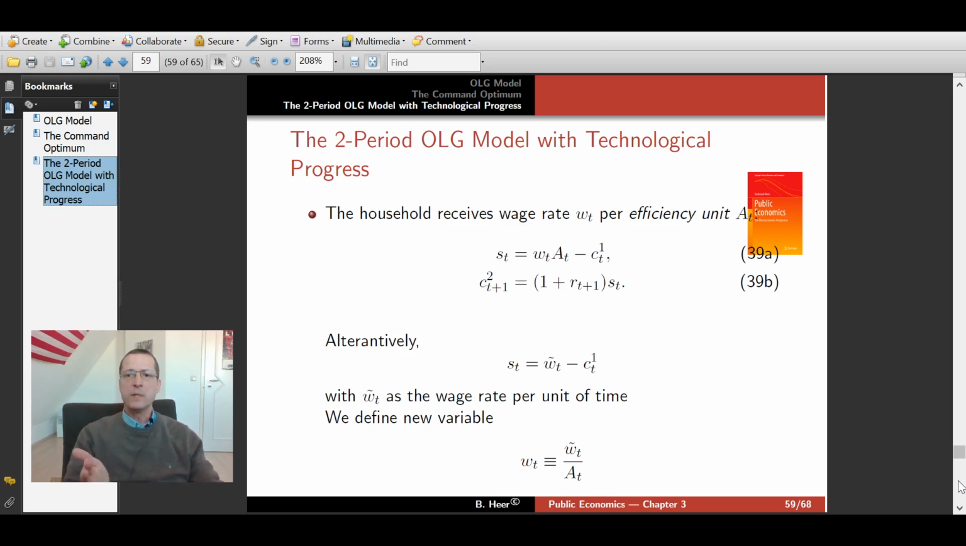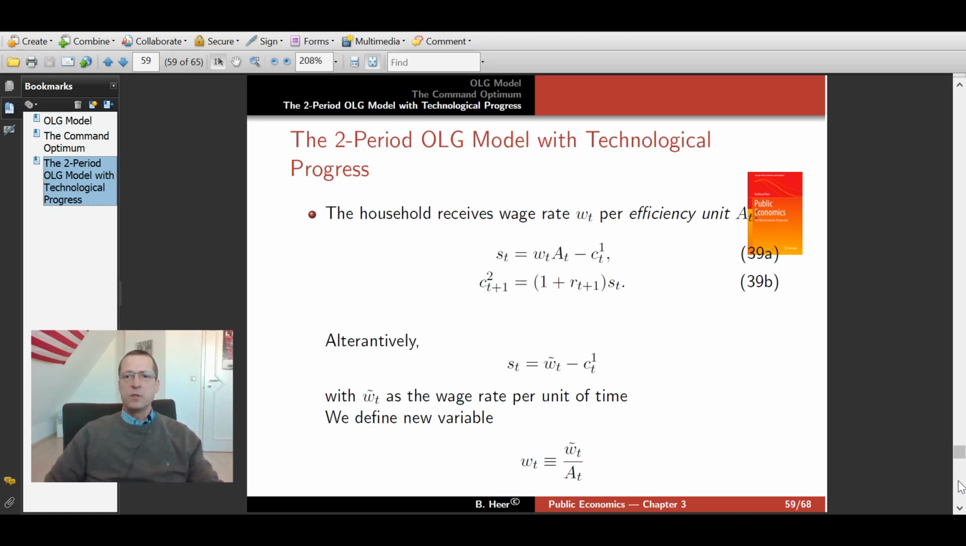Now, in the second period of life, when we are retired, in the simplest model, we do not get a pension. This is left for analysis in chapter 6 of my book. We just have savings, s_t, and we get interest rate r_t+1 on our savings. So we consume all our income, which is savings plus interest, and therefore consumption in old age c_2 is equal to the right-hand side of equation 39b.